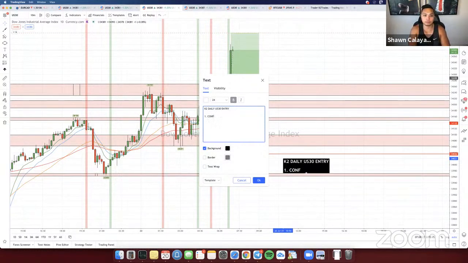So first you want to confirm or look for entries after New York Stock Exchange open, which is 6:30 a.m. Pacific.